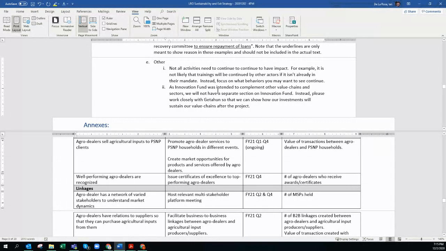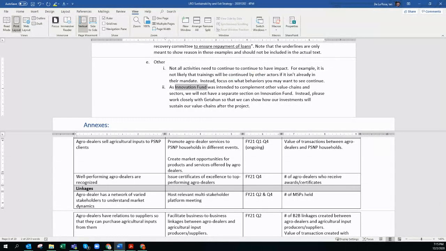And then lastly, we've made the decision, which I made in consultation with Getahun, that we're not going to have a separate section for innovation funds. Instead, we want to show how our investments are sustaining that value chain. So one could be households saving money at household level. One of the activities that we need to complete beforehand is to ensure that households are using coin boxes. It's not a good example, but we need an activity there. So it should be to evaluate whether households are using coin boxes supported under the Innovation Fund.